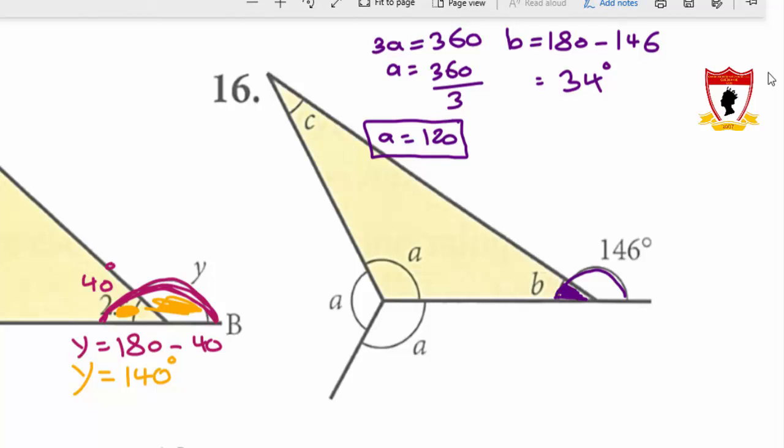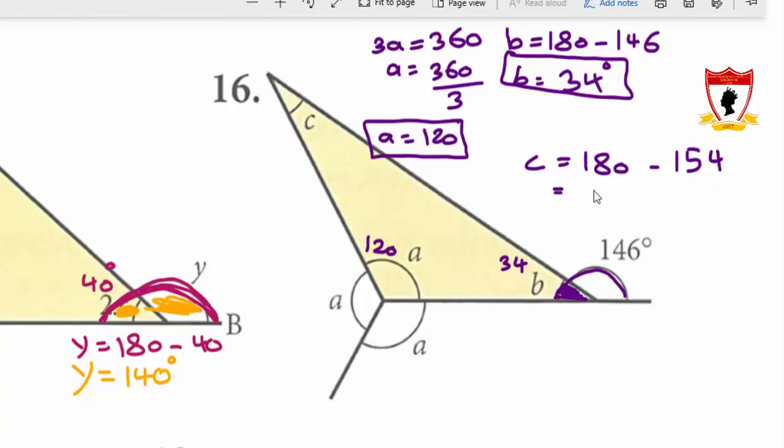To find the value of C, now we know two angles in this triangle. This angle is 34. This angle is 120. Now easily we can get this angle. Add 120 plus 34 is equal to 154. And 180 minus 154 is equal to 26. So angle C is equal to 180 minus 154. That gives 26. Angle C is equal to 26 degrees. Now we got the value of A, we got the value of B, we got the value of C.